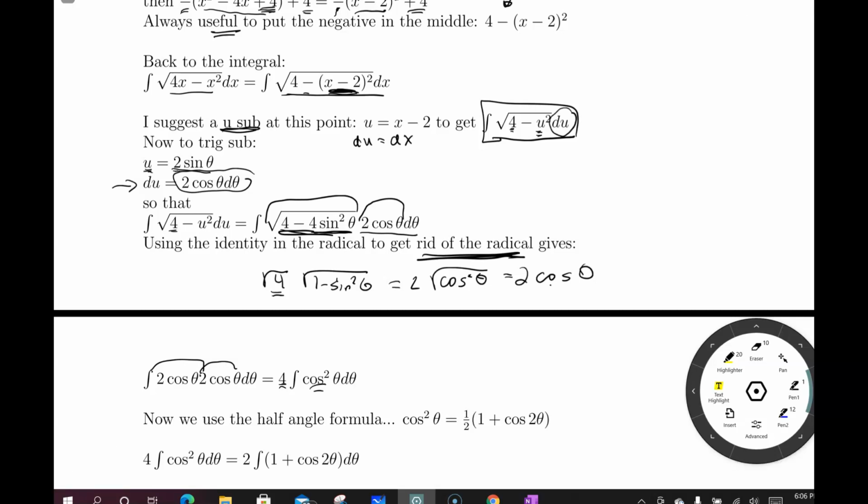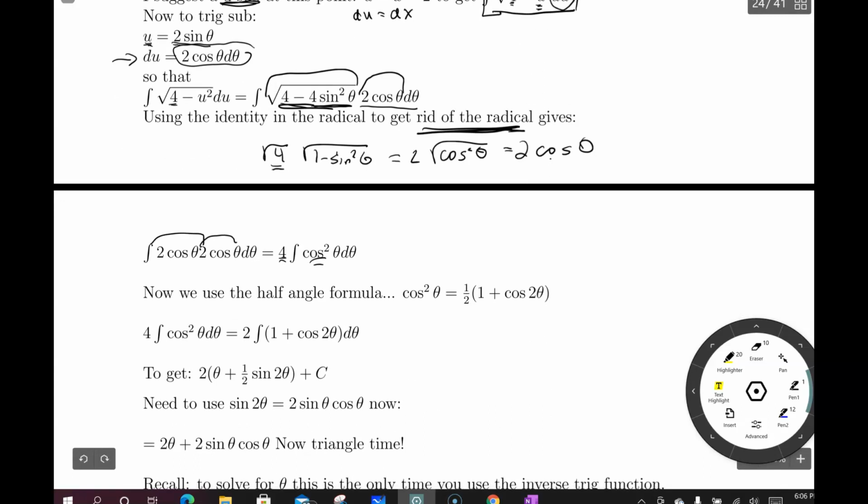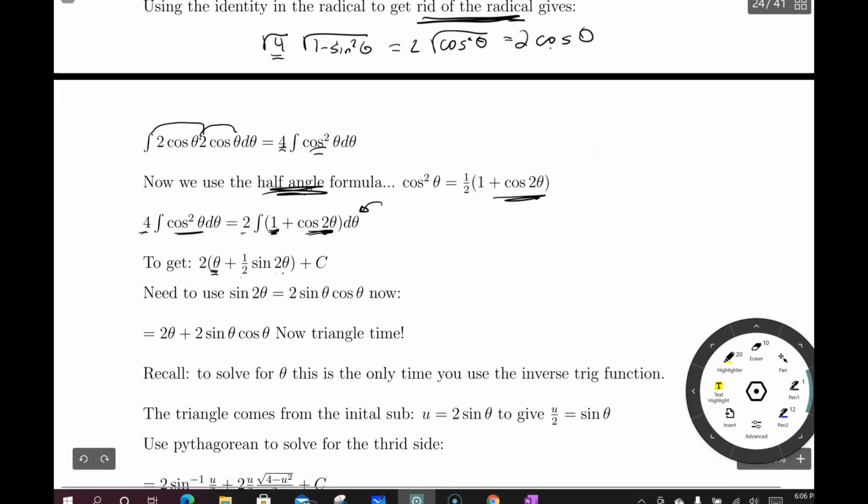How am I going to do that integral? Oh yeah, half angle formula, you know it. So rewrite cosine squared as 1/2, so that changes the 4 to a 2, 1 plus cosine of 2 theta. Then I'm going to take the integral of 1 with respect to theta, so I get theta. Antiderivative here, 1/2 sine of 2 theta.